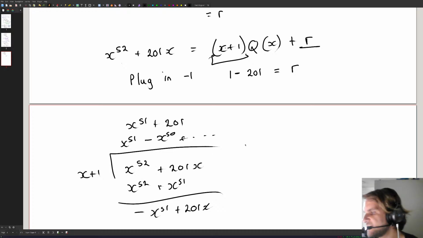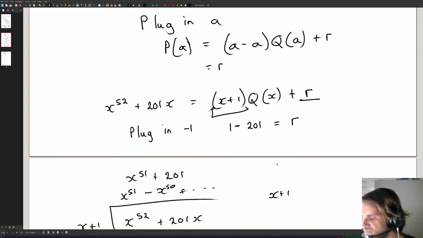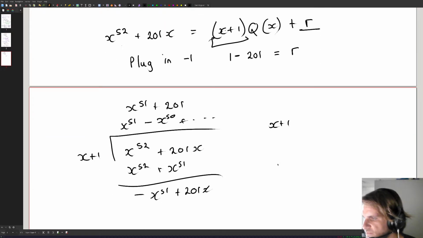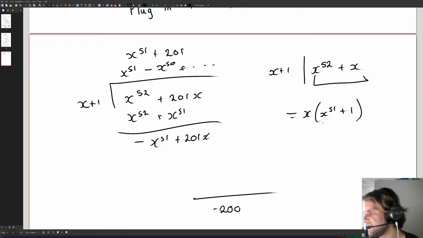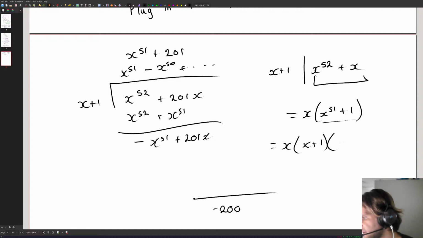The easier way to do it in this case is we know that x plus 1 is a factor of x to the 52 plus x, because this is x times x to the 51 plus 1, and this is divisible by x plus 1. So this is x plus 1 times x to the 50 minus x to the 49 plus x to the 48 minus x to the 47, and so on, plus 1.